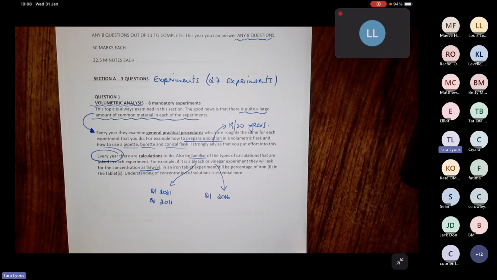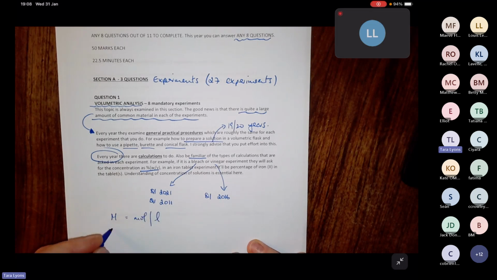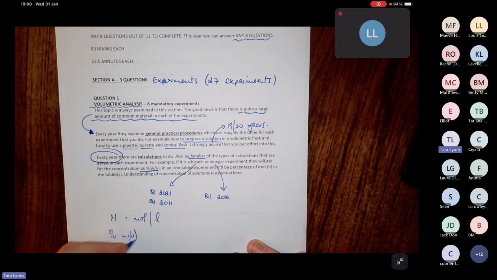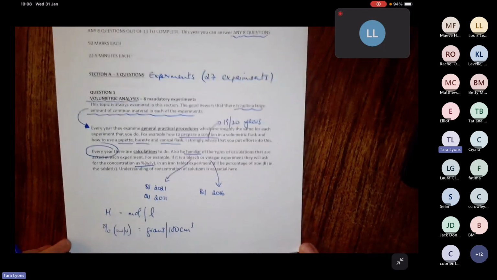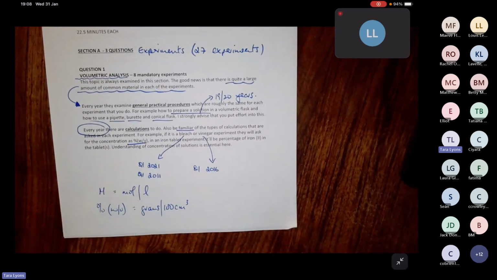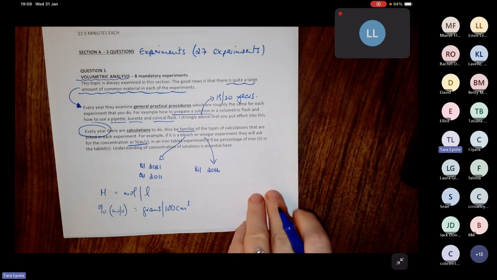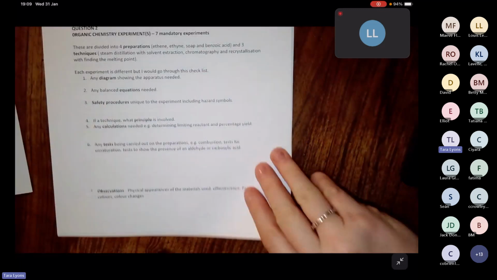You need to understand things like capital M, molarity, means moles per litre. And you need to know that percentage weight per volume means things like grams per 100 centimetres cubed. Now, if that doesn't mean anything to you, I would strongly advise that you go back and look at what is meant by a concentration of a solution, because in order to do well in question 1, you really have to have that sorted. What else is going to come up in question 1?